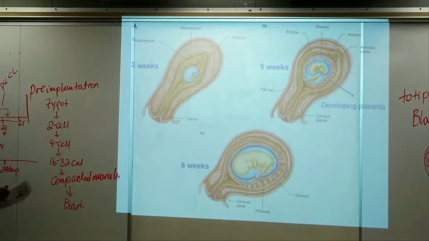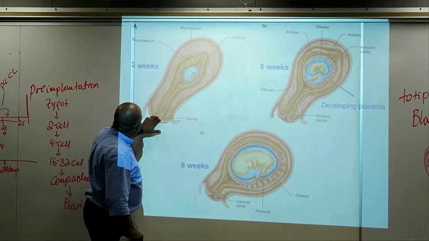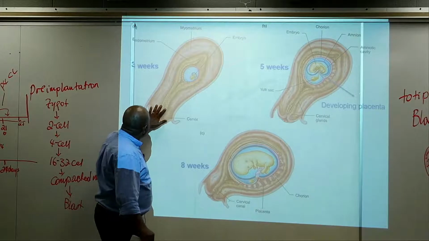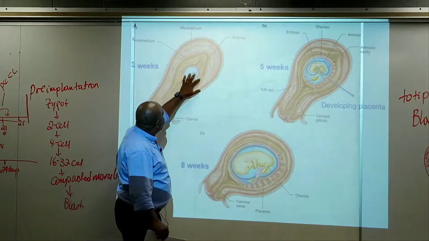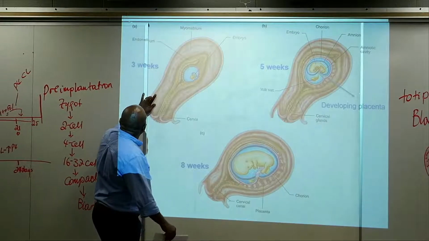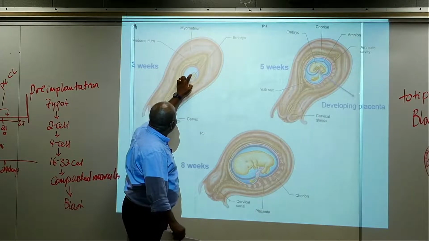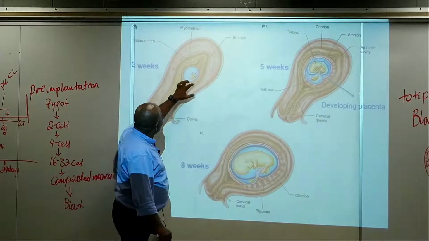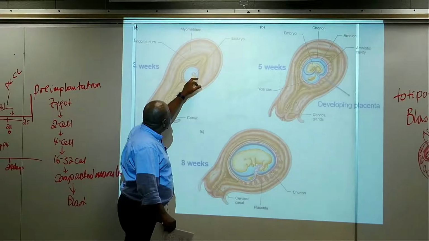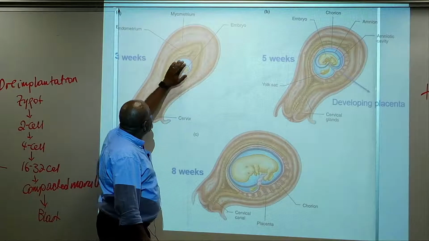So pregnancy progresses. We see here the cervix, next to the vagina, and a long uterine canal. That is the first stage, the 3 weeks of pregnancy, where we have a small embryo with some form of amniotic cavity. The myometrium is on the upper side, and that is the endometrium.